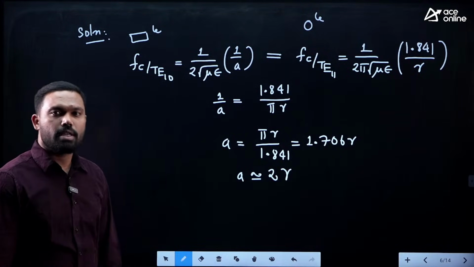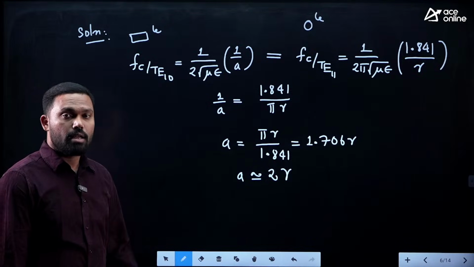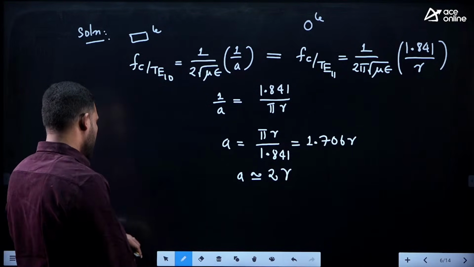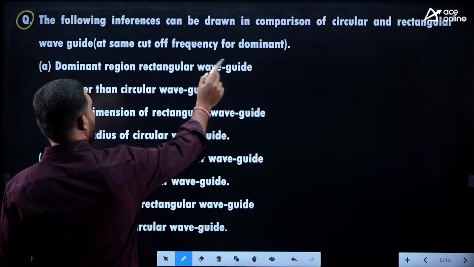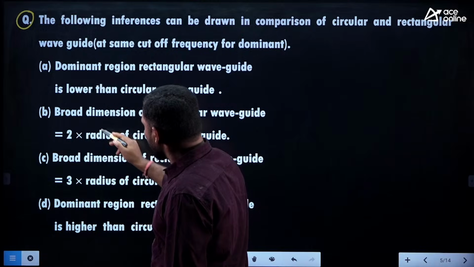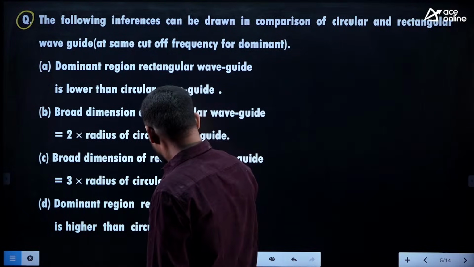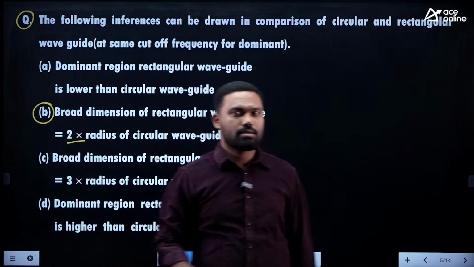So the broader dimension of the rectangular waveguide is equal to 2 times the radius of the circular waveguide. Fine. So remember, this is only true when you wanted to maintain the same cutoff frequency. So what is the observation? Broad dimension of the rectangular waveguide is 2 times the radius. Option B is the answer.